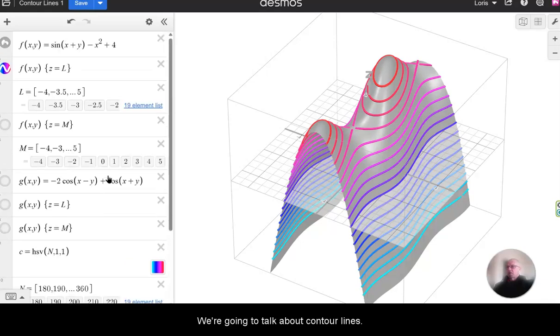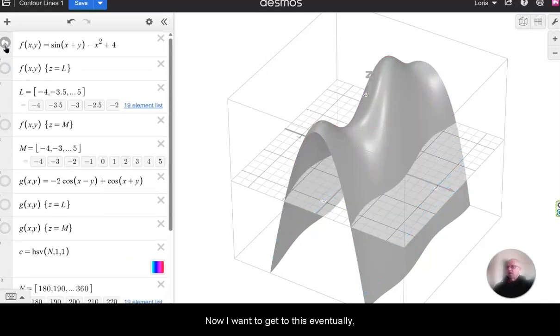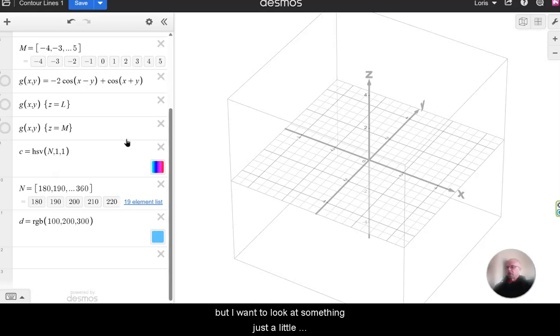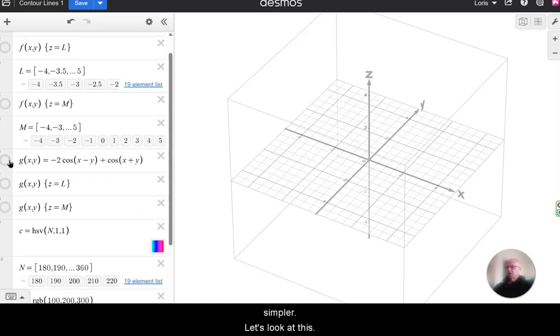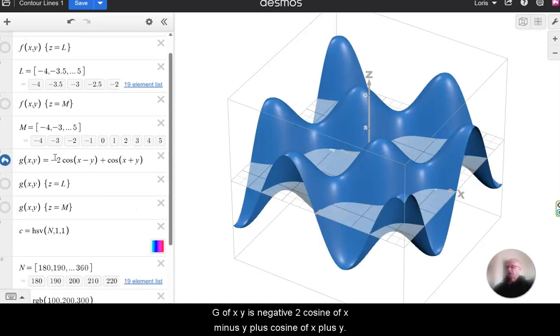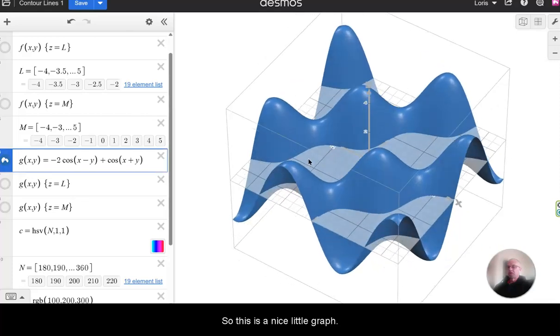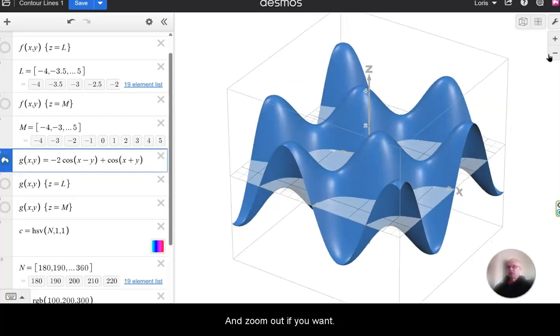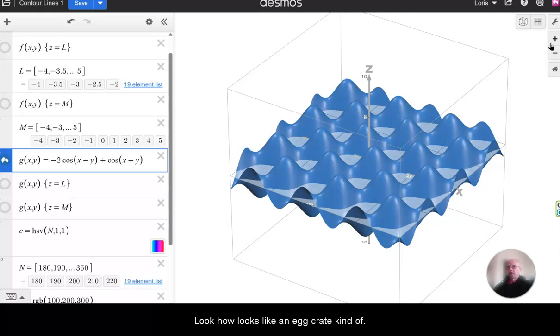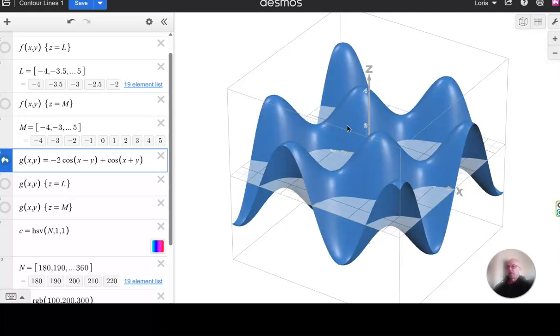We're going to talk about contour lines now. I want to get to this eventually, but I want to look at something just a little simpler. Let's look at this g of xy is negative 2 cosine of x minus y plus cosine of x plus y. So this is a nice little graph, and you can zoom out if you want. Look how it looks like an egg crate kind of.